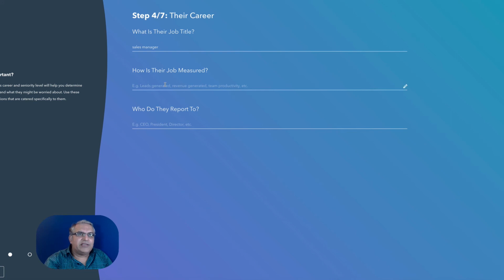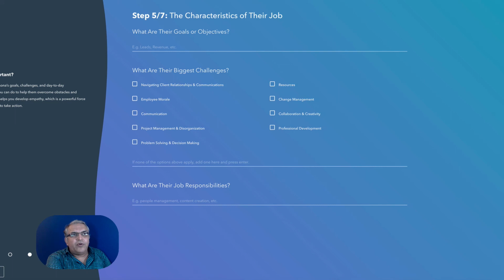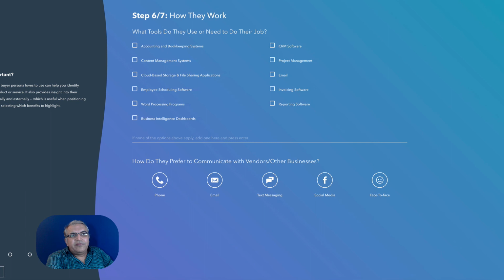You will be able to understand that their job is measured by certain parameters, say by sales figures, and who they report to. Say they report to the CEO. The more detailing you have, and you don't have to be accurate, it gives you a fair idea of what you are able to do. And this is interesting: what are their goals and objectives? Everyone has a target of directly or indirectly increasing the revenue of the company, change management. So this is one way of looking at it.